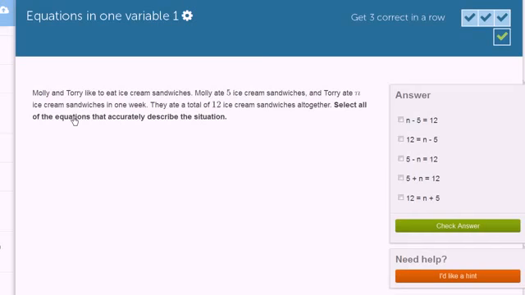Molly and Tori like to eat ice cream sandwiches. Molly ate 5 ice cream sandwiches and Tori ate N ice cream sandwiches in 1 week. They ate a total of 12 ice cream sandwiches together. Select all of the equations that accurately describe the situation.